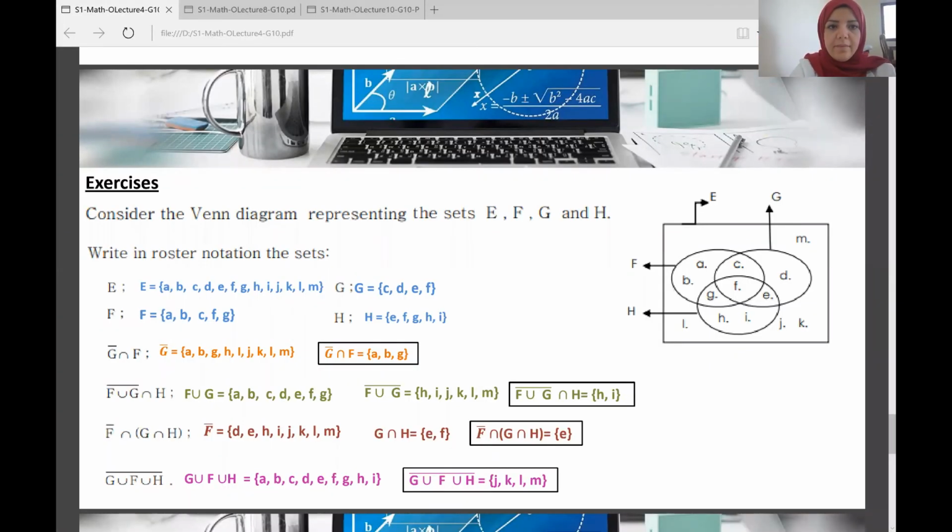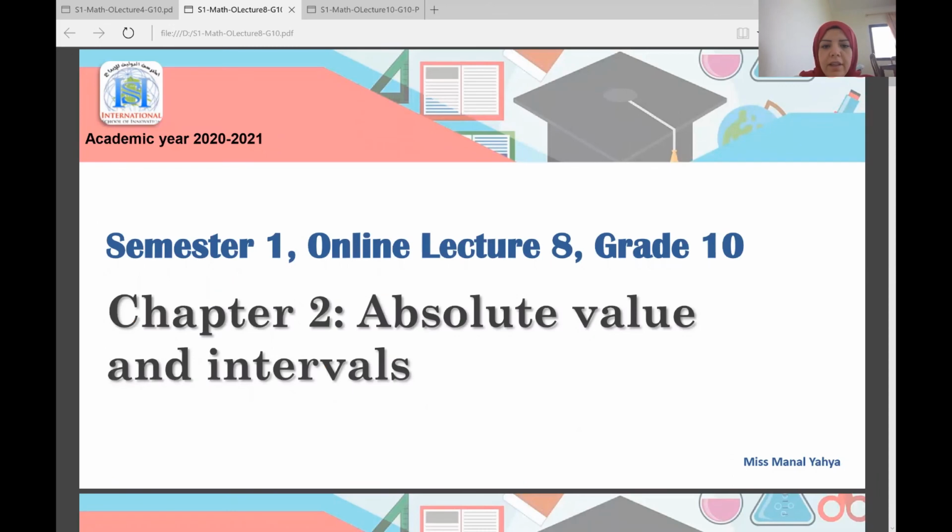Now I'm going to start with the second chapter, which is the absolute value. I'm going to share also the PDF to look back for all the objectives that we have covered. So let us share the second lesson, which is absolute value and intervals. So you know that this lesson is split into two parts. The first part is the absolute value of equations, and the second part is absolute value of inequalities.